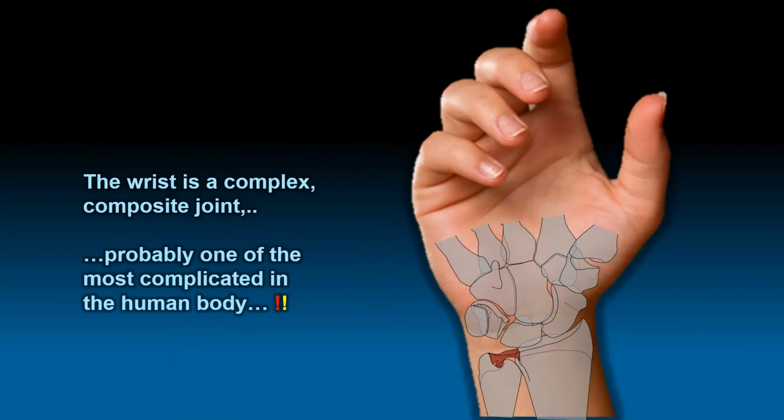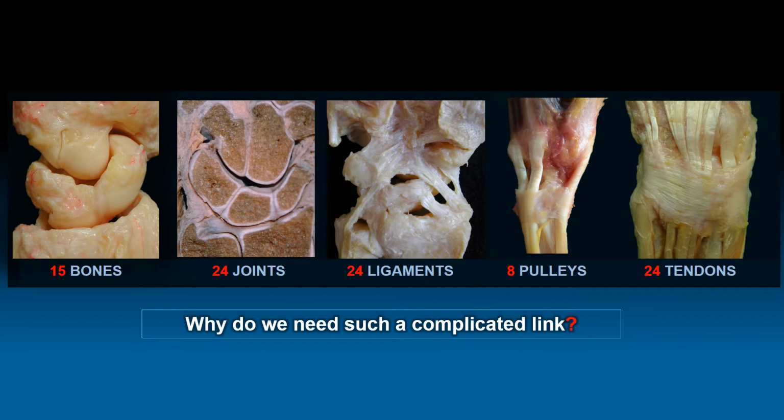As you know, the wrist is not an easy articulation to understand, and much less to treat effectively. It is one of the most complex articulations of the human body. It comprises 15 bones, 24 joint facets, and 24 ligaments. Furthermore, it incorporates a system of 8 pulleys to control the movement arms of 24 tendons that go across the joint.